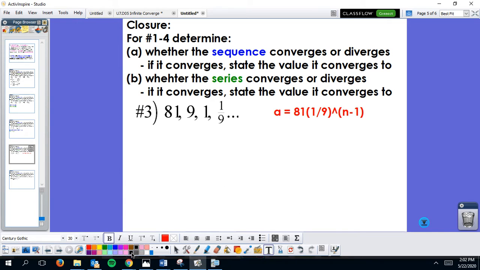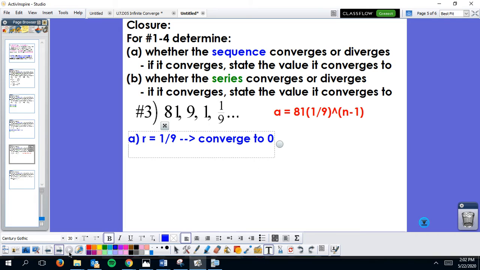So for A, let's do the sequence. The list of numbers, the sequence, because the ratio is less than 1, r equals 1/9, then that will converge to 0. When the ratio is less than 1, it will converge to 0. The next number will be 1/81, and then 1 over whatever that is, and then continuing, and it will just get closer and closer to 0.